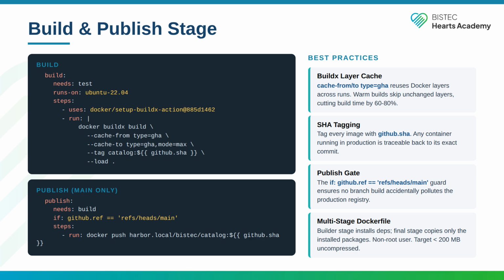The publish job has 2 gates, an explicit dependency on the build job, and a branch check that restricts publishing to main only. Feature branches build the image to confirm it compiles. They never push to the registry.